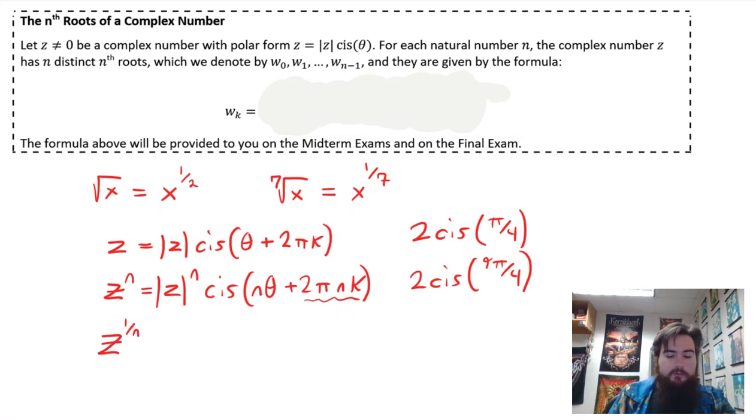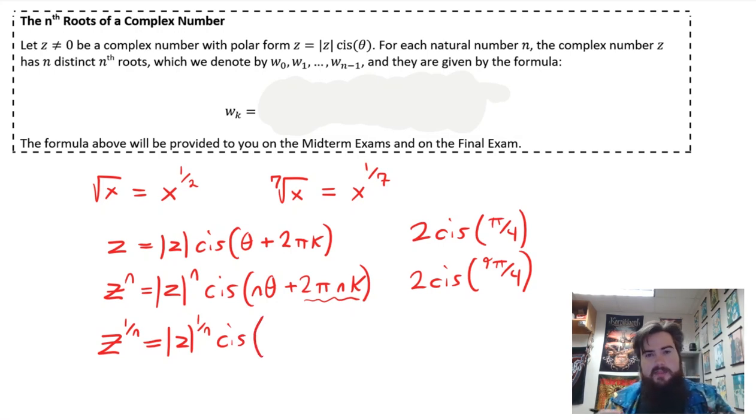When we take a root of n, we are still going to take the modulus to that same root. Instead of multiplying theta by n, we'll multiply it by 1 over n, or theta divided by n. And instead of multiplying 2 pi k as well by n, we'll multiply that by 1 over n. Or I'll write this as 2 pi over n times k. This is where our formula for the roots are going to come from.